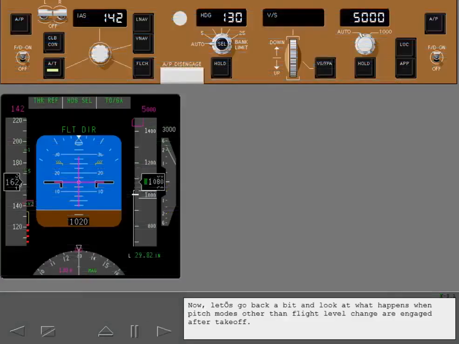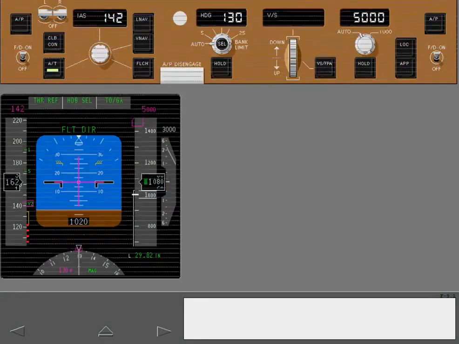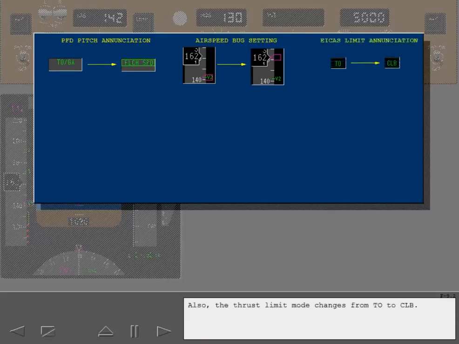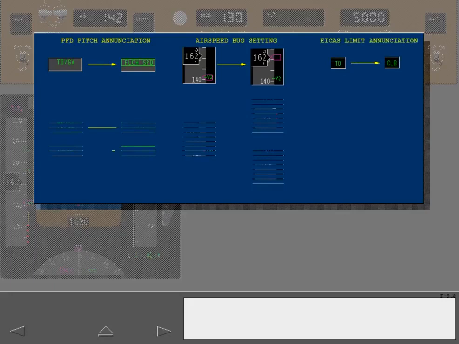Now let's go back a bit and look at what happens when pitch modes other than flight level change are engaged after takeoff. Recall, upon initial engagement of flight level change, the speed bug and MCP window reset to the current speed if the current speed is greater than the selected MCP speed. Also, the thrust limit mode changes from takeoff to climb.